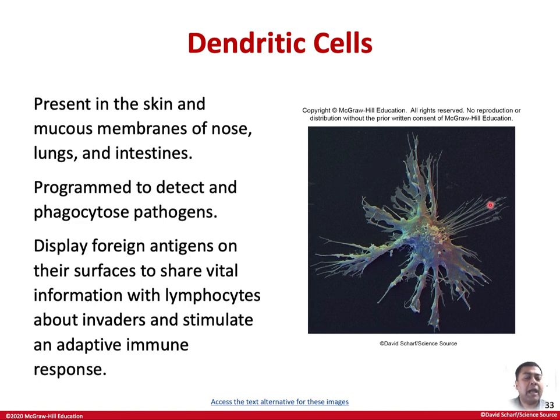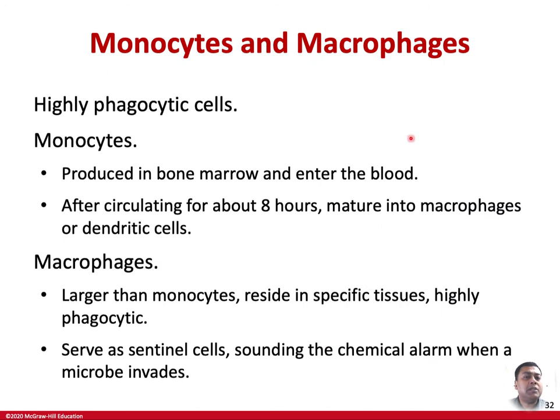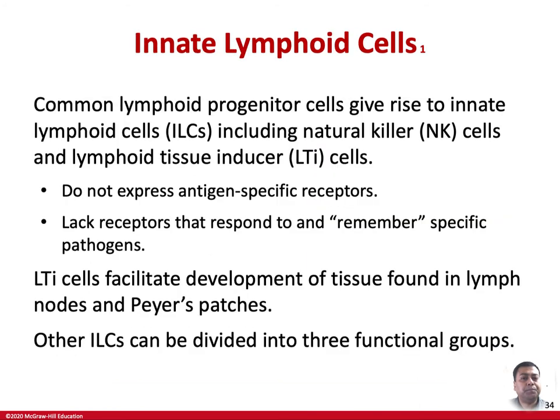So you can think about these dendritic cells as also being considered antigen presenting cells. They present an antigen to a variety of different cells to alert the immune system. We just talked about the macrophages as well. The macrophages can also act as antigen presenting cells.